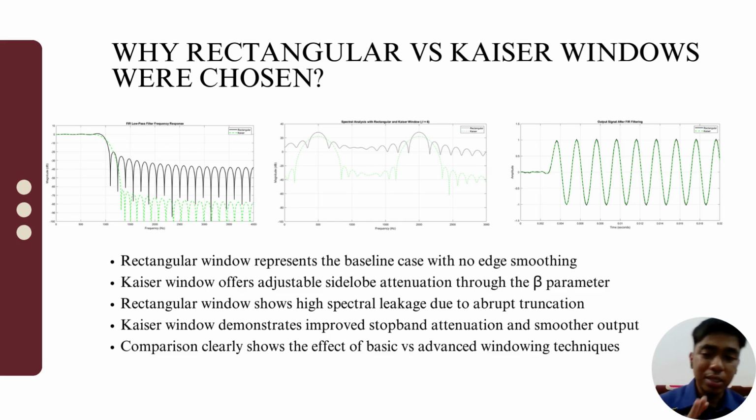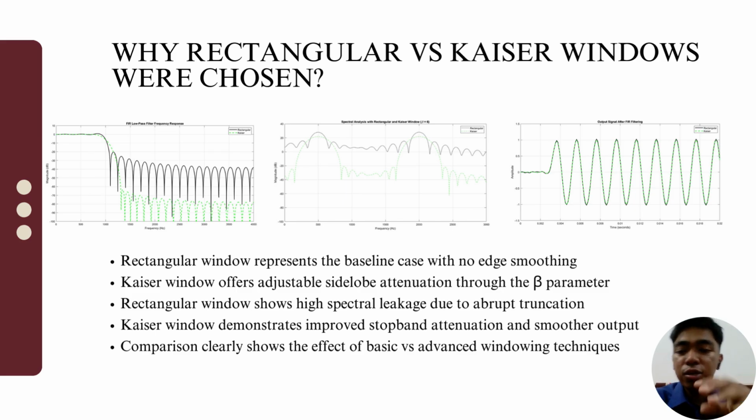Okay, the next one will display the spectral analysis. For the spectral analysis, we are using the FFT. I generate a test signal containing a 500 Hz desired wave and 2000 Hz noise. For the main lobe, we can see 0 to 500 Hz, and both windows accurately capture the signal energy. But look closely at the side lobes in the later stage of the plot.